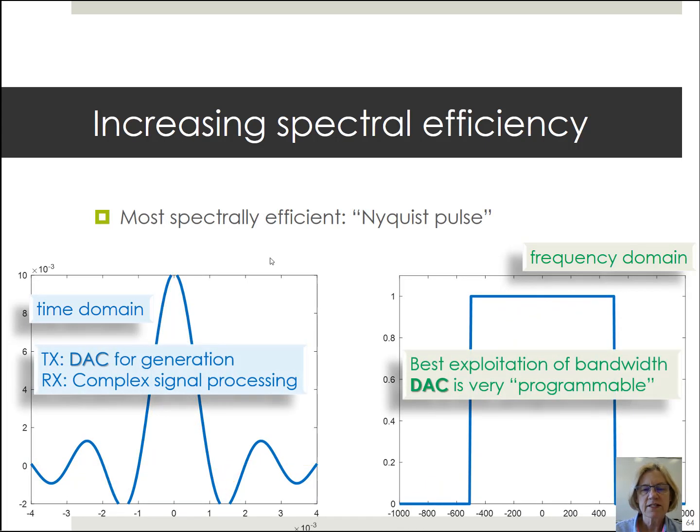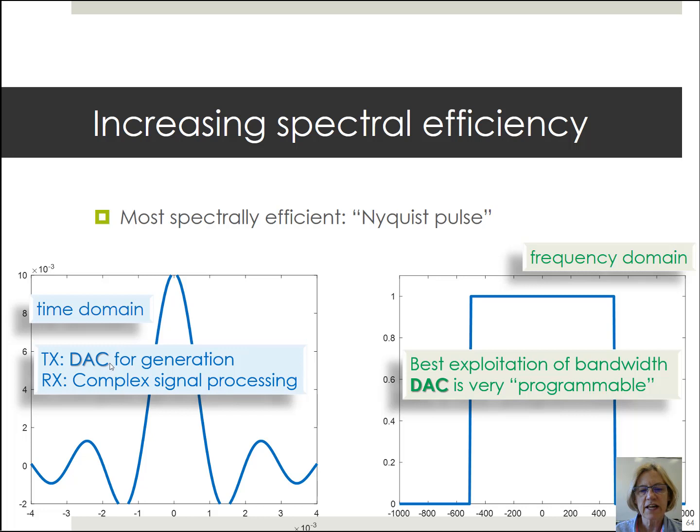So this last one is the most spectrally efficient choice, when we have a roll-off of 0. And in the optical domain, we talk about this as a Nyquist pulse. This is generally what people are talking about, the ideal Nyquist pulse. In order to generate this practically, we need a digital to analog converter. And at the receiver, we need some complex signal processing to continue the compensation for different impairments in the transmission. So this is the best exploitation of bandwidth.